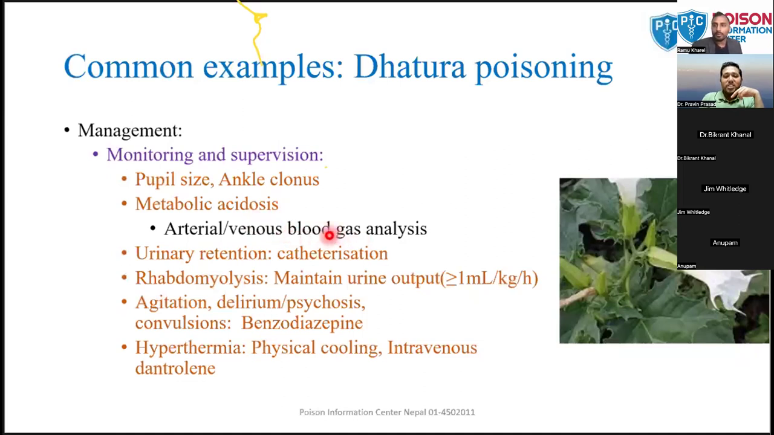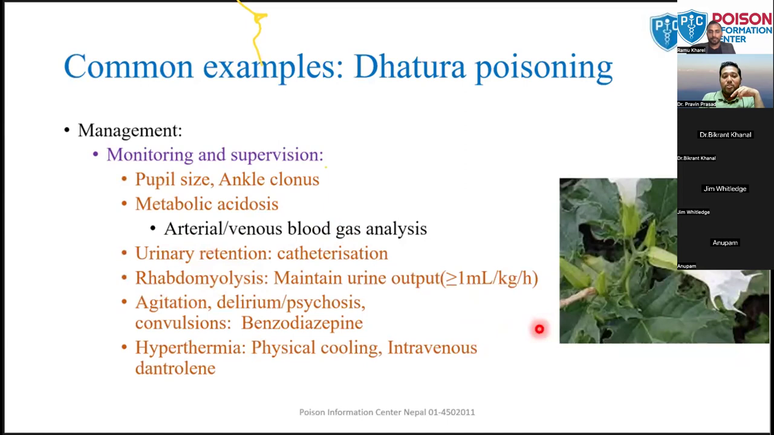Sometimes the patient is very much agitated, and when we palpate the bladder, we see the bladder is really tight and distended. So the person is experiencing urinary retention, and we can just catheterize the patient. The urine will be passed, and the agitation can come down. This is commonly missed during the management of Datura poisoning cases.